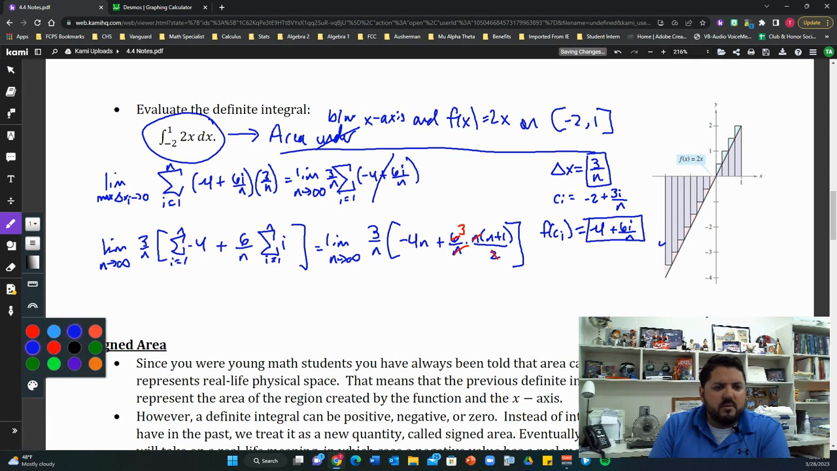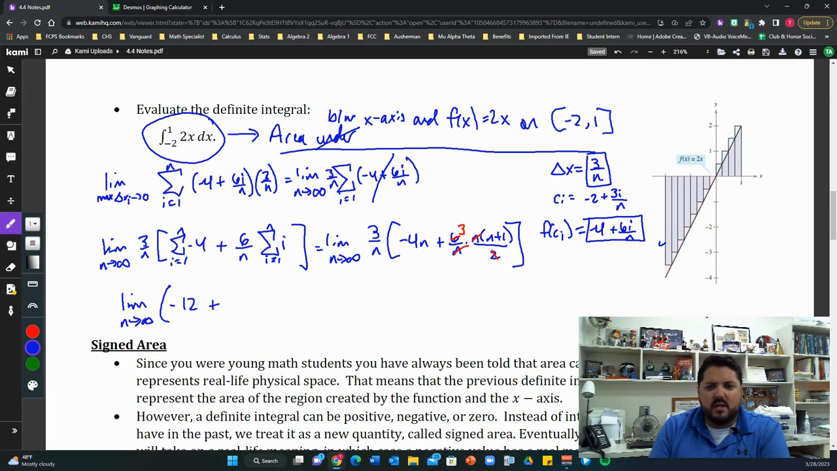So if I distribute my 3 over n to all of that, my first term would become -12 because the n's would cancel. And then plus, for the second guy, 3 times 3 is 9. And then it would distribute to both of these, so 9n plus 9. And then on bottom, actually, I'm sorry, the 2's gone, so this would actually just be n on the bottom.